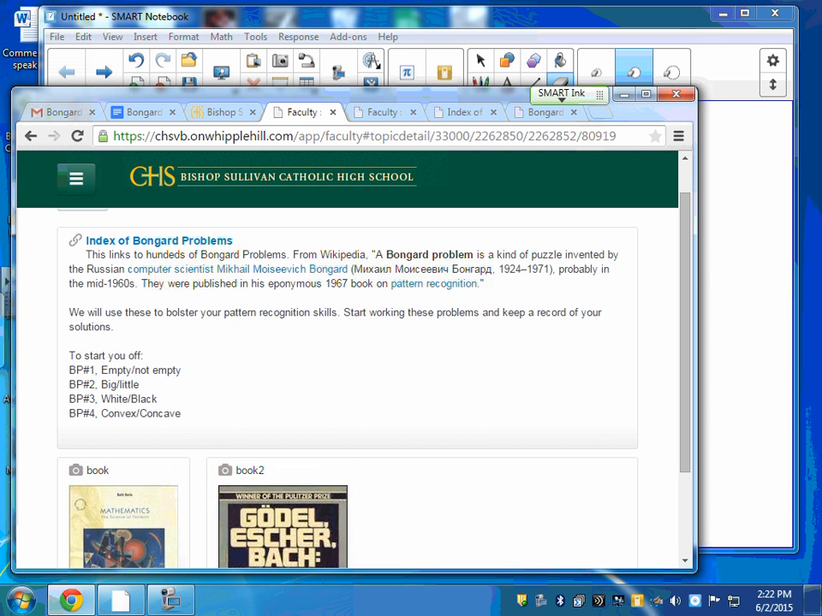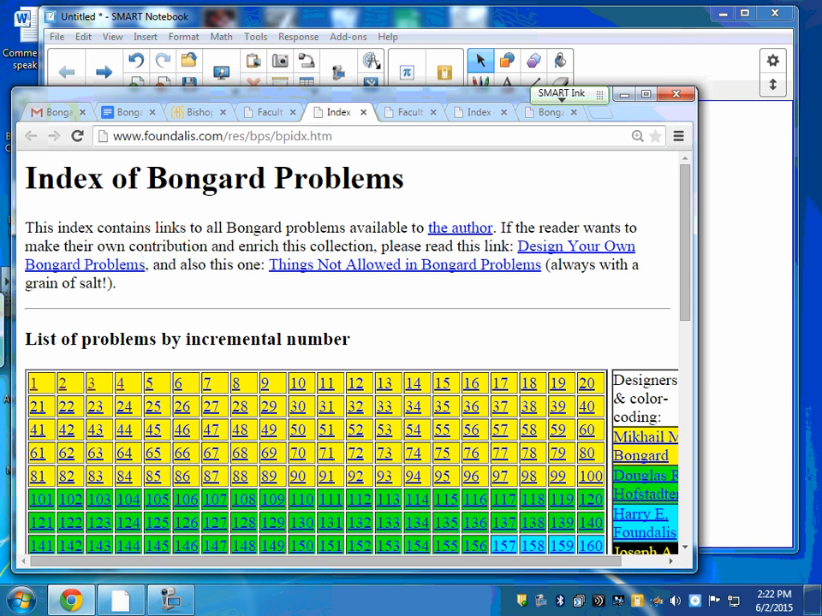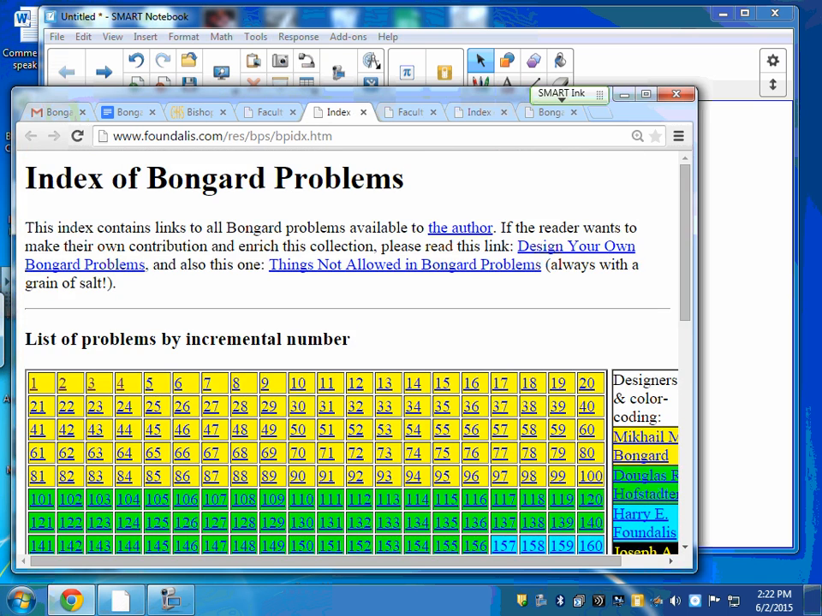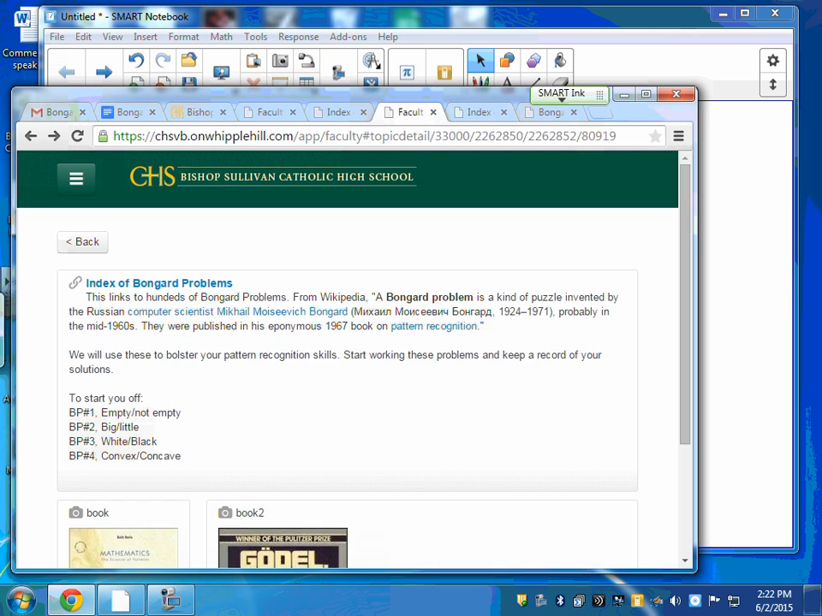I have a link, first of all. If we hit that, there's a list of hundreds of problems. We're going to look at the first few, but let me go back to this. This links to hundreds of Vanguard's problems. Wikipedia gives a little history behind the Russian computer scientist Mikhail Vanguard, who died in 1971.